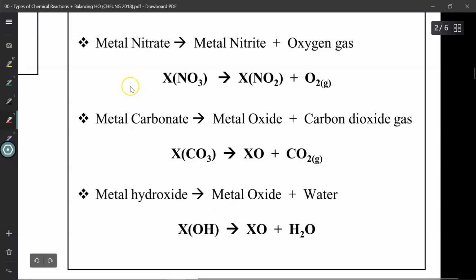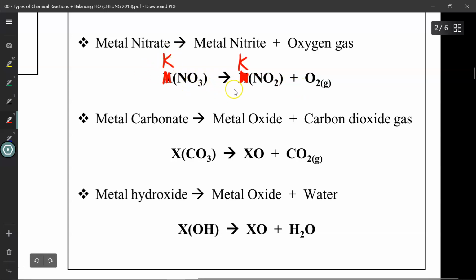Now this year we will be covering 3 new types of decomposition, and their patterns are as follows. A metal nitrate will decompose into a metal nitrite and oxygen gas. If you recall, the ITE suffix means you have 1 less oxygen than the ATE suffix. Nitrate is NO3, while nitrite is NO2. Now the metal can be any metal you want. If you're decomposing sodium nitrate, then it'll turn into sodium nitrite and oxygen gas. If I'm using lithium nitrate, then it becomes lithium nitrite and oxygen gas.